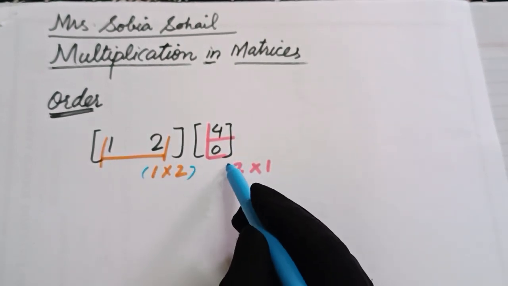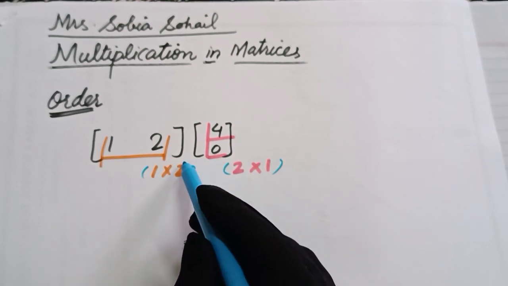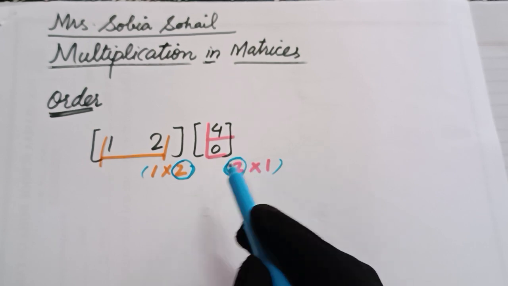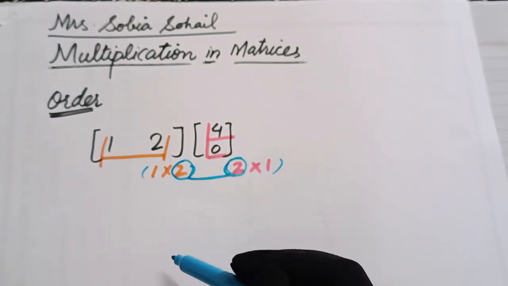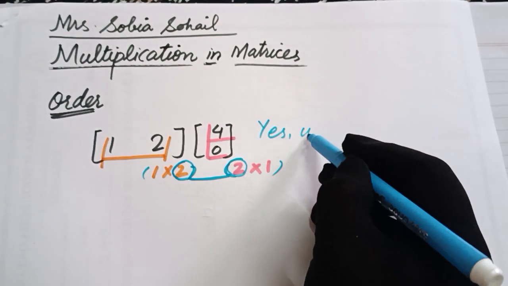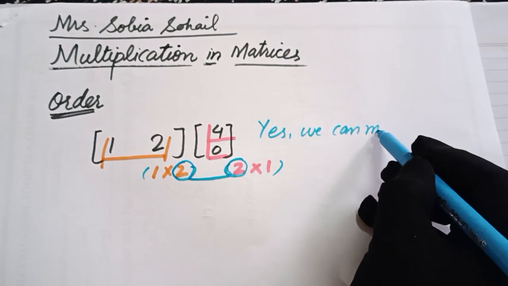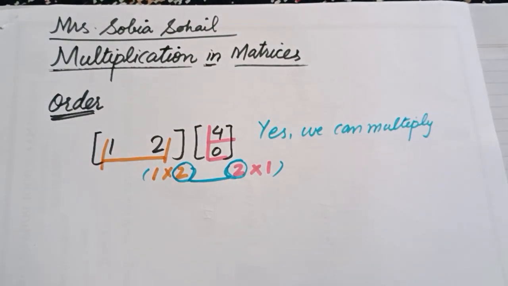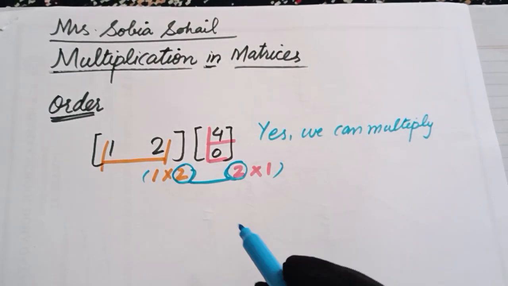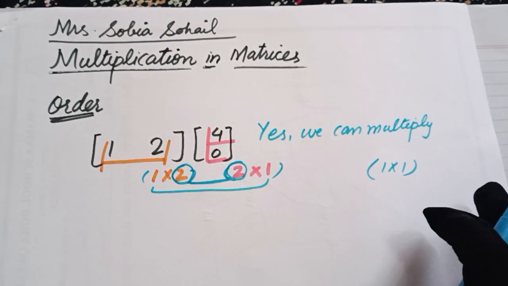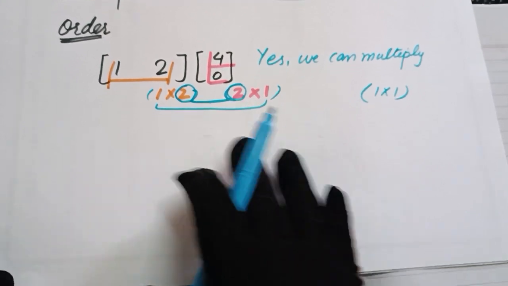After writing the order of the matrices, we have to check that this is showing the number of columns, and this is showing the number of rows. They must be the same. If that is the same, we can multiply. Yes, we can multiply these matrices, and there will be a resulting matrix also. The resulting matrix, or the product of both, will be of 1 by 1 order. So now the order is done.